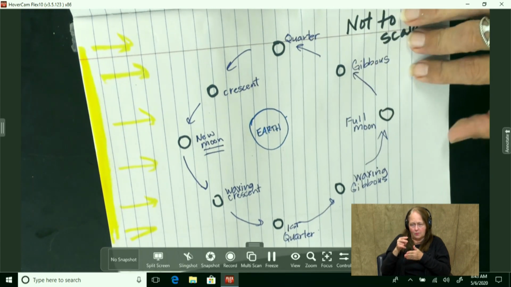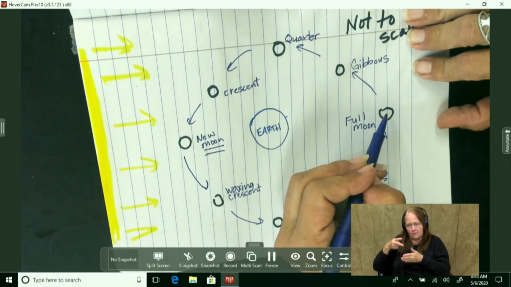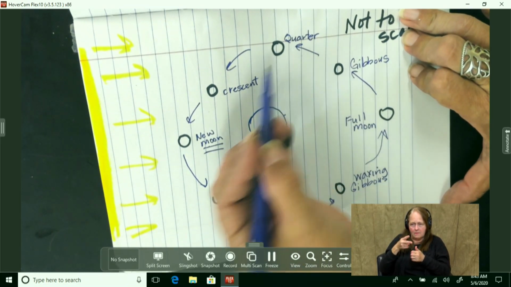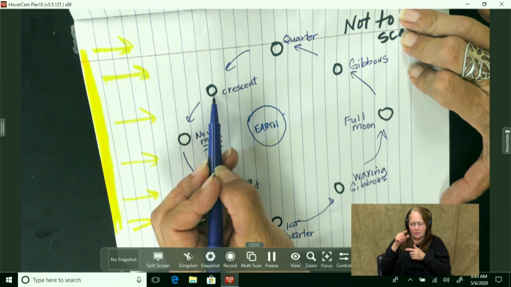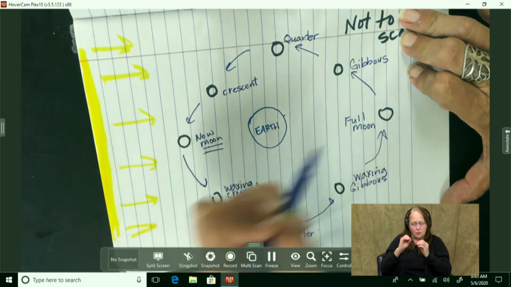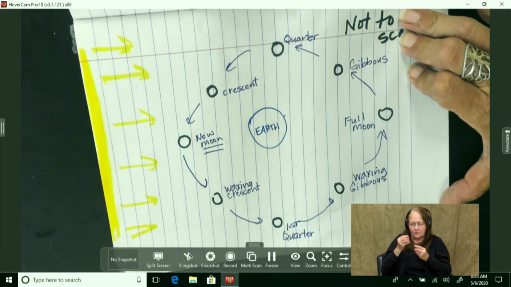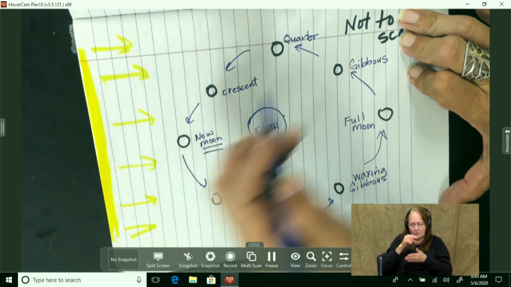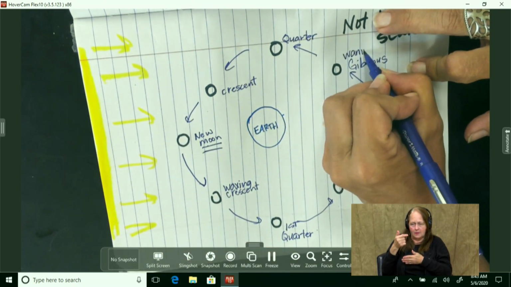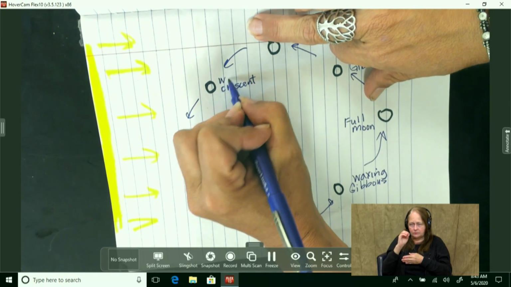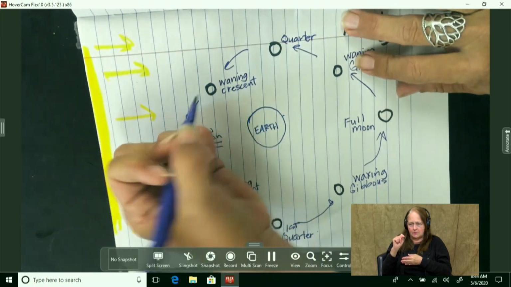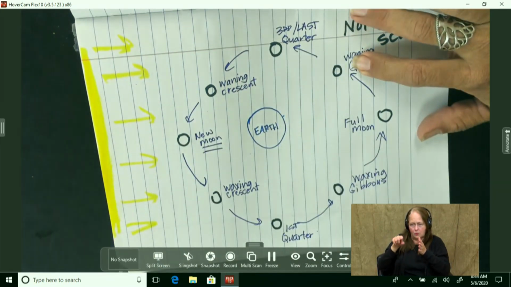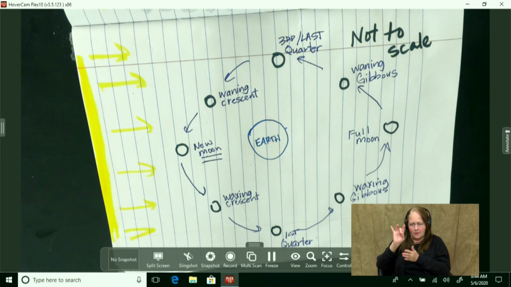So now let's see if that works for the other half. From full moon, we have all of the lit portion to most of the lit portion to half of the lit portion to a quarter or just a tiny little piece of the lit portion to no lit portion. The light is going off. It appears to be getting smaller. So this entire side of the diagram is waning. So this is waning gibbous and waning crescent, which makes this third or last quarter. And that gives us all of those 8 phases in the diagram.